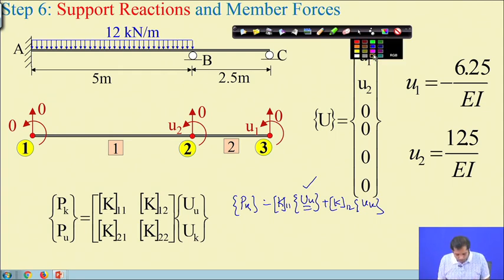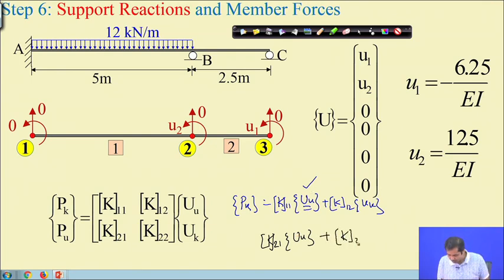So, this will be K21 into U unknown, which is now known because we have already determined it, plus K22 and U known, which is anyway 0. Now, this contribution gives us the forces, the reactions at the joints because of the deformation. Okay. Let us find that out.